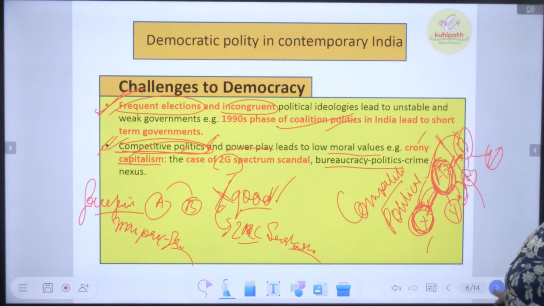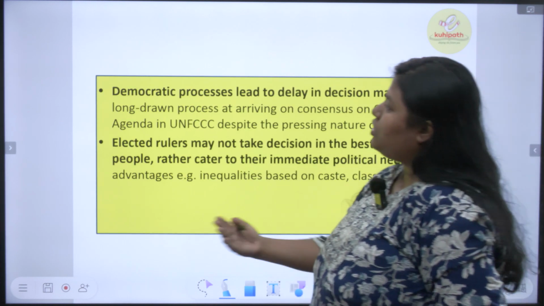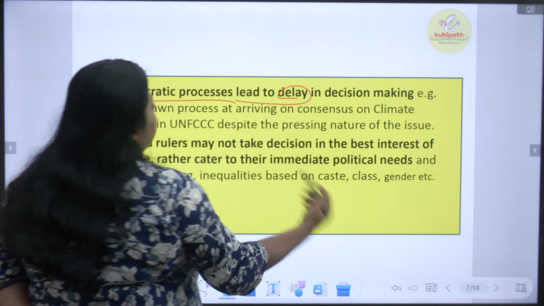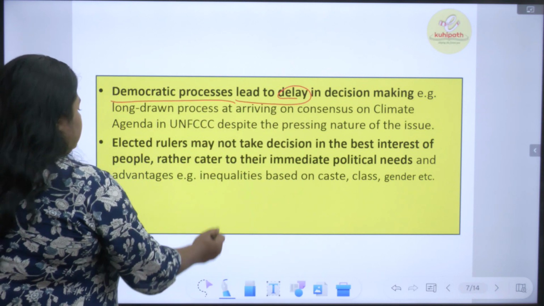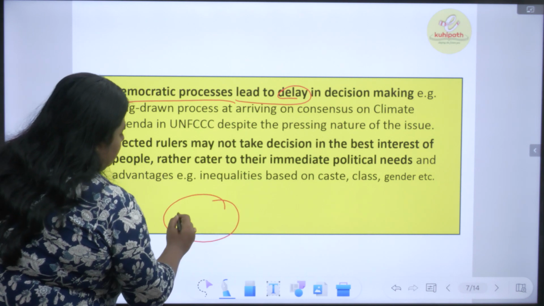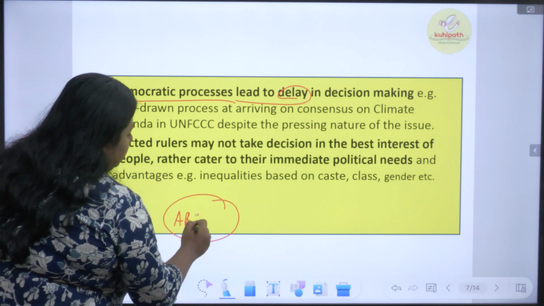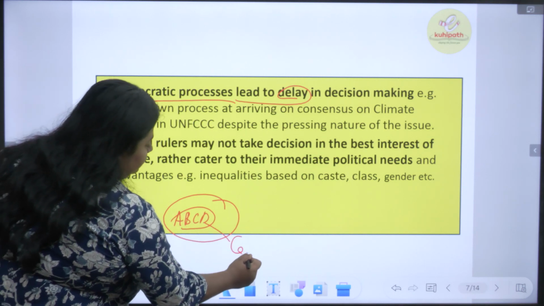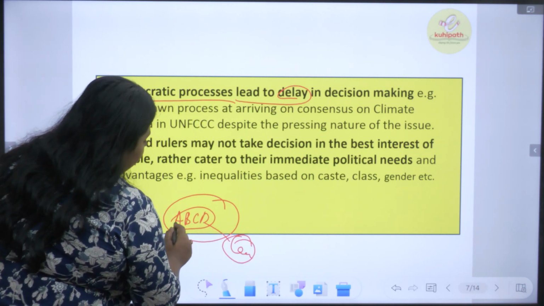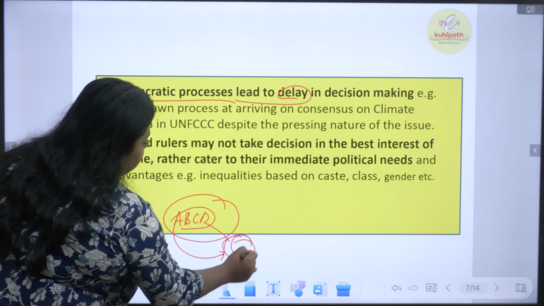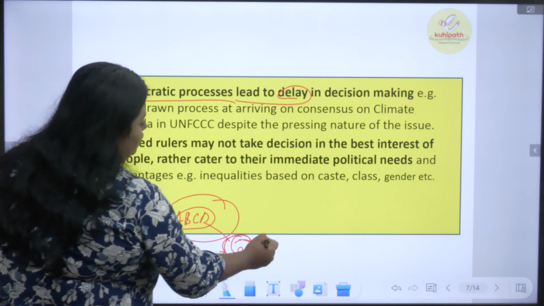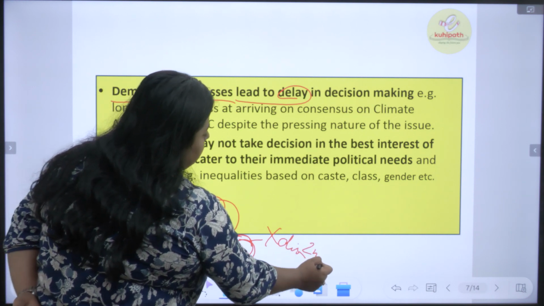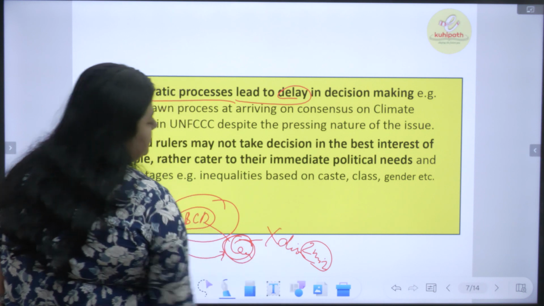Fine. Okay. The next thing in the challenges of a democratic polity is that the democratic processes lead to delay in decision making. Fine. Suppose in a household, in my household, A, B, C, D, we have 4 members in our family, okay? And we want to buy a car. Fine. So if my father by himself goes and buys this car, ঠিক আছে, there is no discussion. মানে 2 minute decide hoy gol ki we are going to buy a specific car.